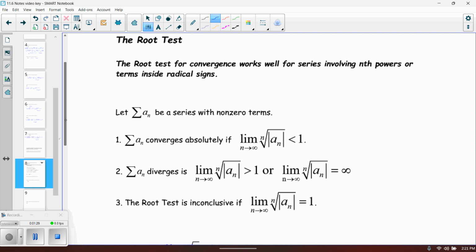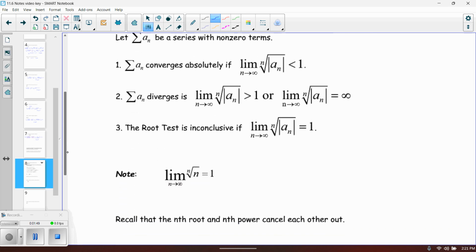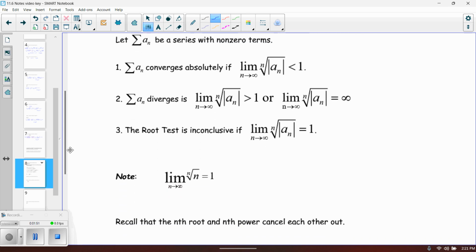But again, the criteria is the same as the ratio test. If the limit as n goes to infinity of the nth root of your series is less than 1, it's convergent. Greater than 1, it's going to be divergent, and equals 1 will be inconclusive. So what are we looking for when we get to this? There's one thing that makes it just slightly different, and you just kind of need to know this one.